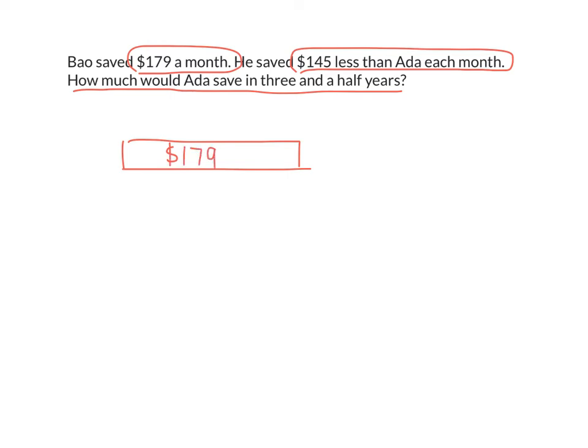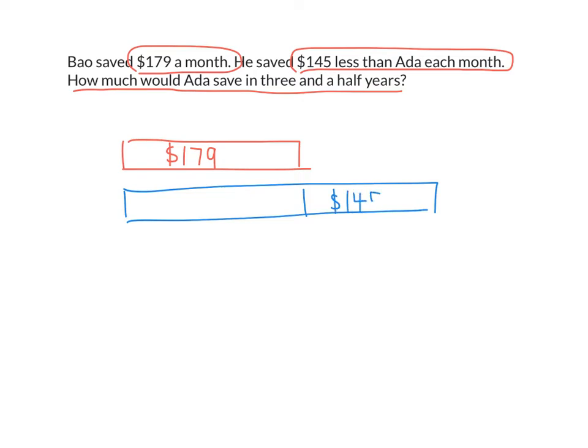Okay, let me show you using a tape diagram. If this is the amount that Bao saved each month, Ada's should be more. How much more, you ask? Well, $145 more, because Bao was $145 less. So to find out how much Ada saved, we could use this tape diagram to help us figure it out.